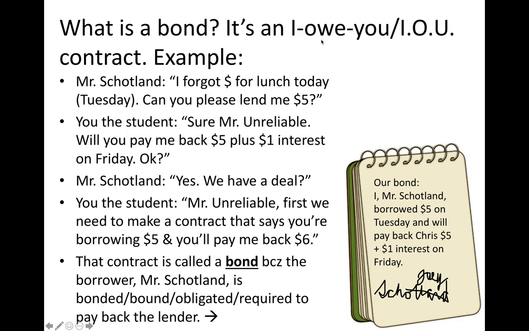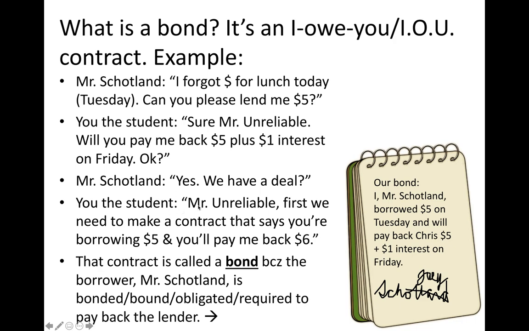What is a financial bond? It's an IOU, sometimes written this way, IOU contract. For example, Mr. Shotland says, "Oh, geez, I forgot my money for lunch today. Let's say it's Tuesday. Can you please lend me $5?" And you, the student, say, "Sure, Mr. Unreliable. Will you pay me back $5 plus $1 interest on Friday? Okay?" Mr. Shotland says, "Yes, we have a deal."